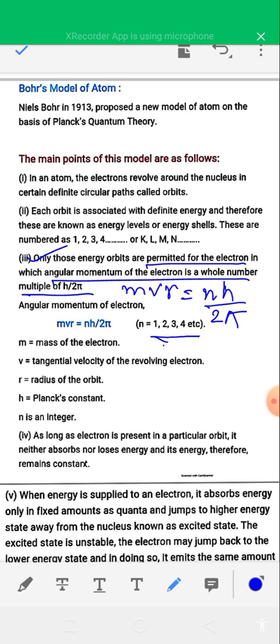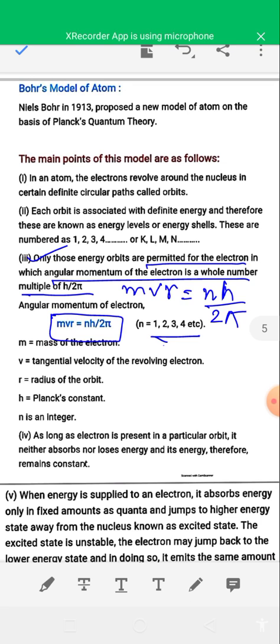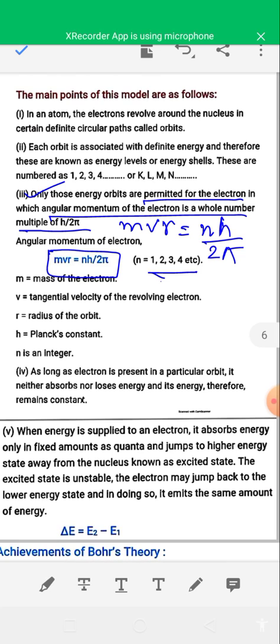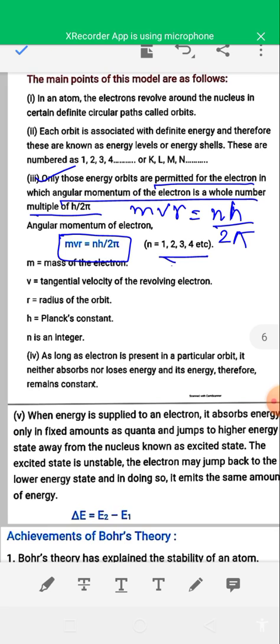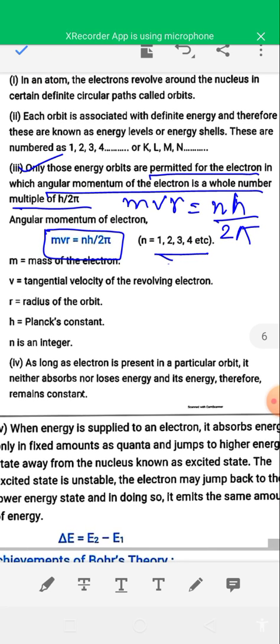So only those energy orbits are permitted for the electron in which the angular momentum of the electron is a whole number multiple of h by 2 pi. That is, you can write mvr is equal to nh by 2 pi. This is according to Bohr's atomic model, where m is the mass of the electron, v is the velocity of the revolving electron, r is the radius of the orbit, h is the Planck constant, and n is an integer.